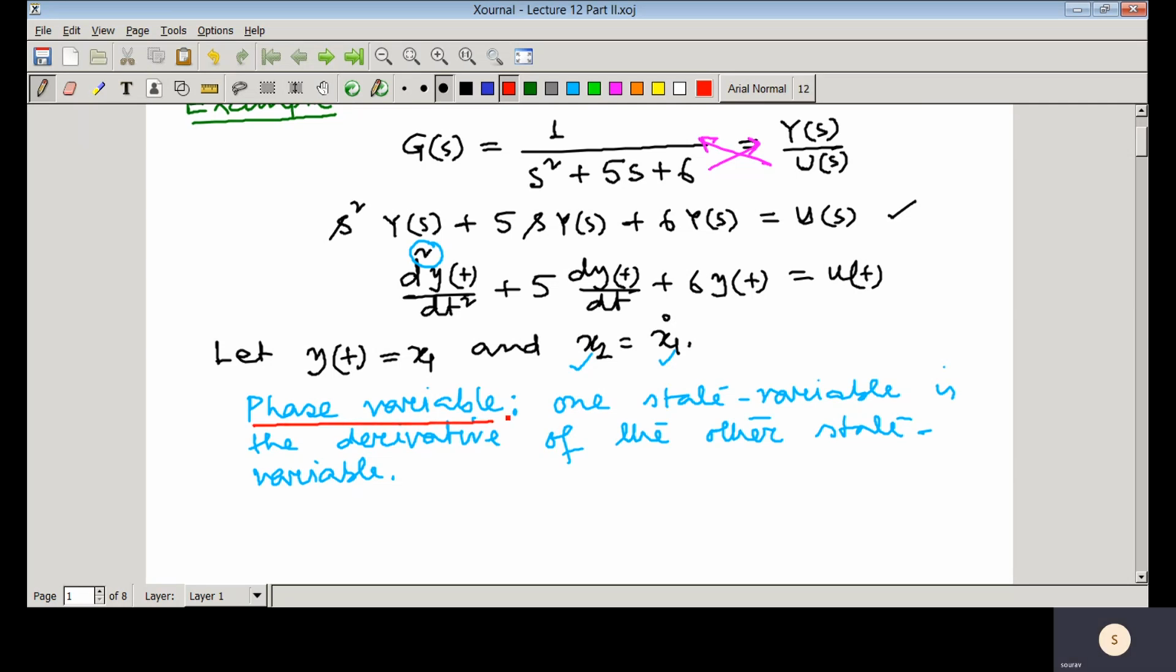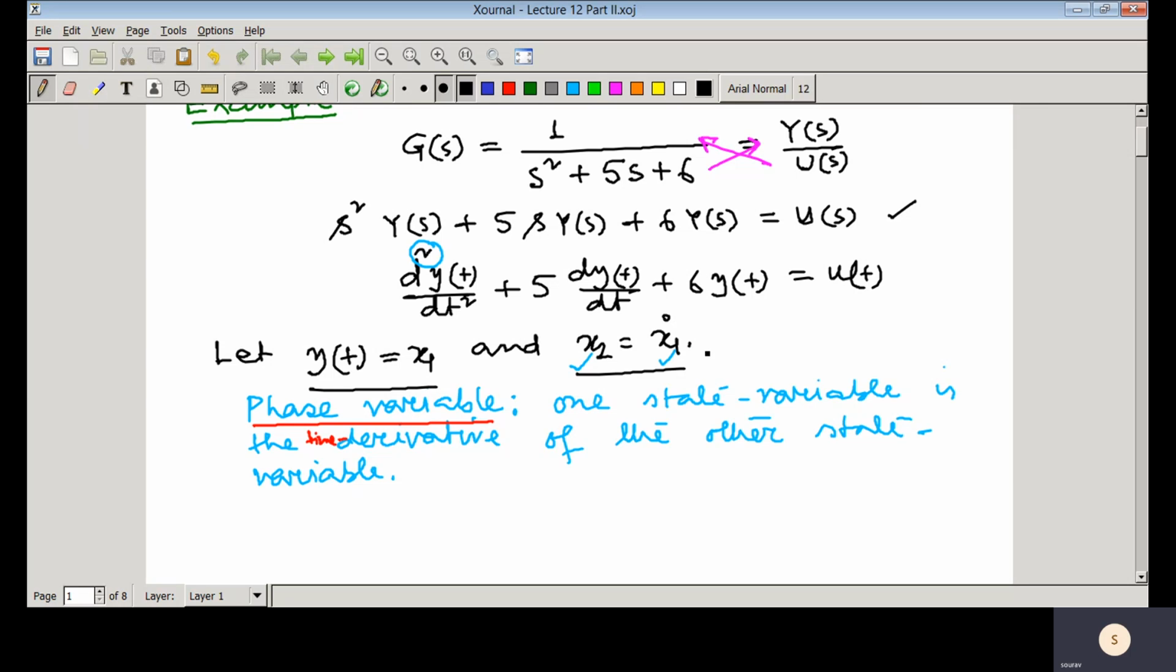So what is a phase variable? Whenever one state variable is the time derivative of the other state variable, then it is called a phase variable. Here you can see that we have defined y(t) equal to x1, and x2 is the derivative of the other state variable. So these are phase variables.